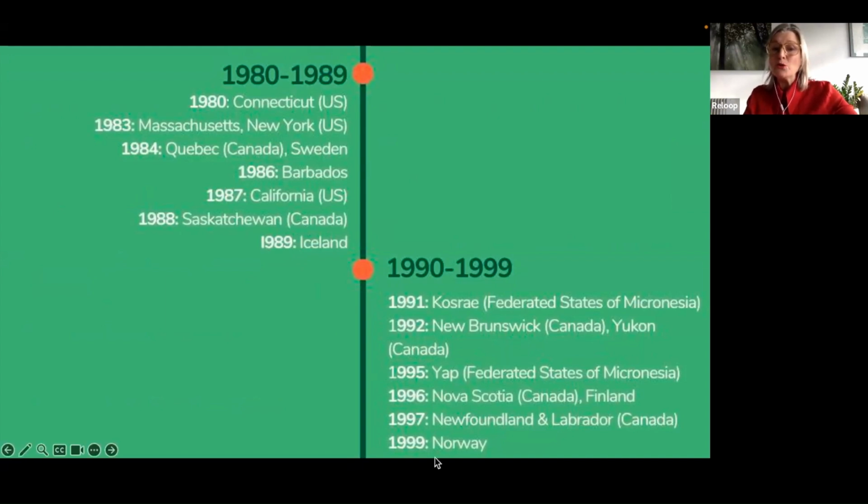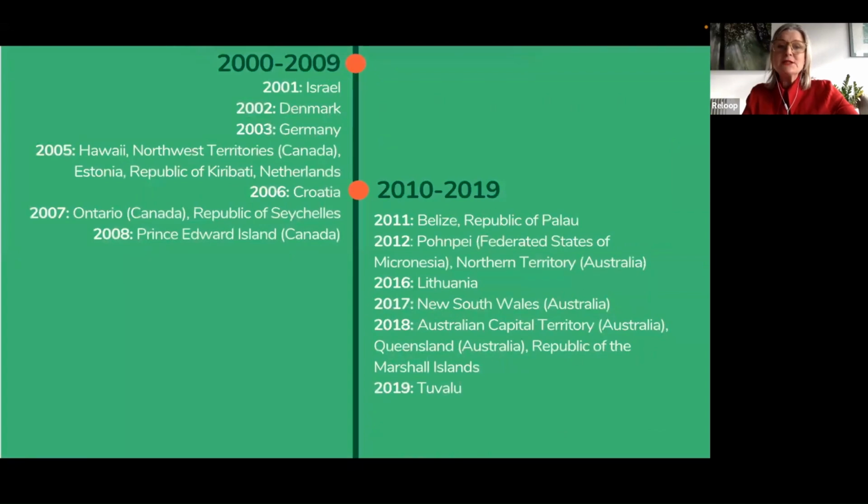And then we saw Norway, which was really one of the first European countries to come on board, also develop a single-use deposit return program. We saw a lot of movement in the early 2000s. Again, Canada started to expand their programs, and we saw more movement in Europe. And then from 2010 to 2019, we saw a lot of movement in Australia. In fact, Australia is the only continent in the world that has deposit return across the country.